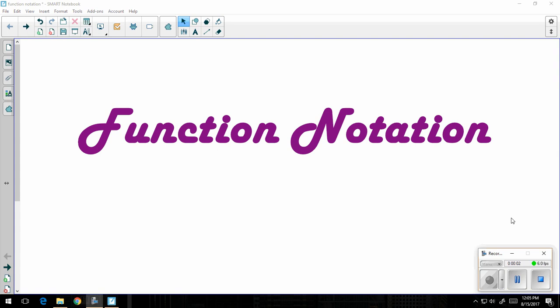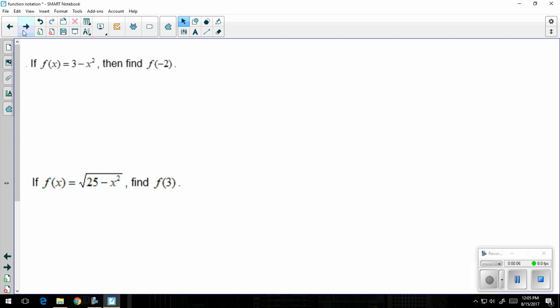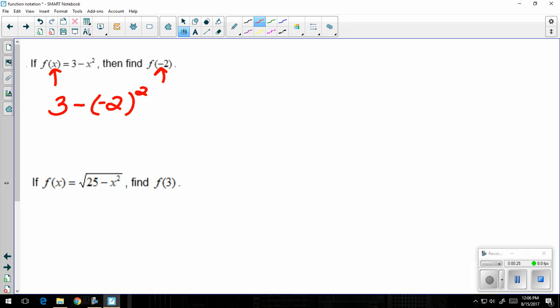Okay, so let's take a look at how to work with function notation. Our first example says if f of x equals 3 minus x squared, then find f of negative 2. So anywhere I see an x, I'm going to replace it with a negative 2. So I have 3 minus x squared. But like I just said, anywhere I see an x, I'm going to put a negative 2.